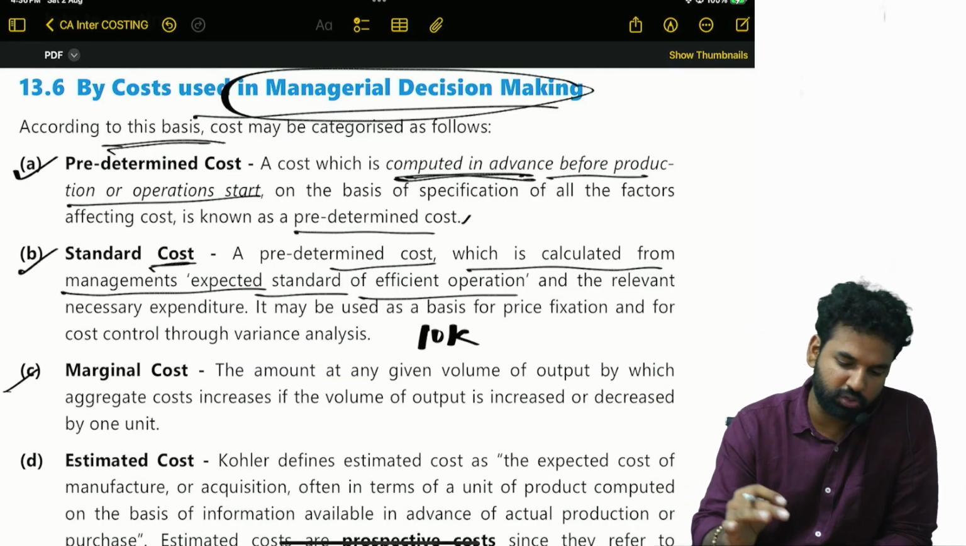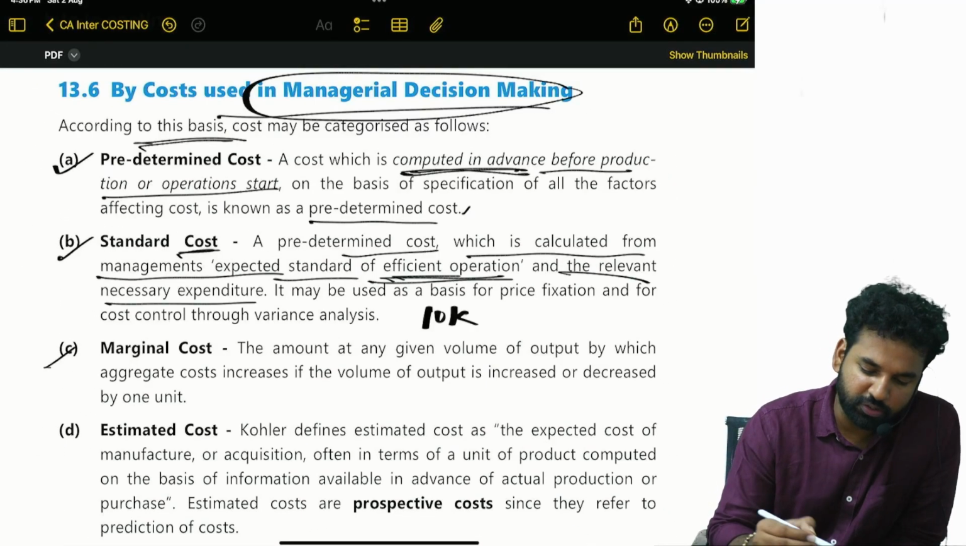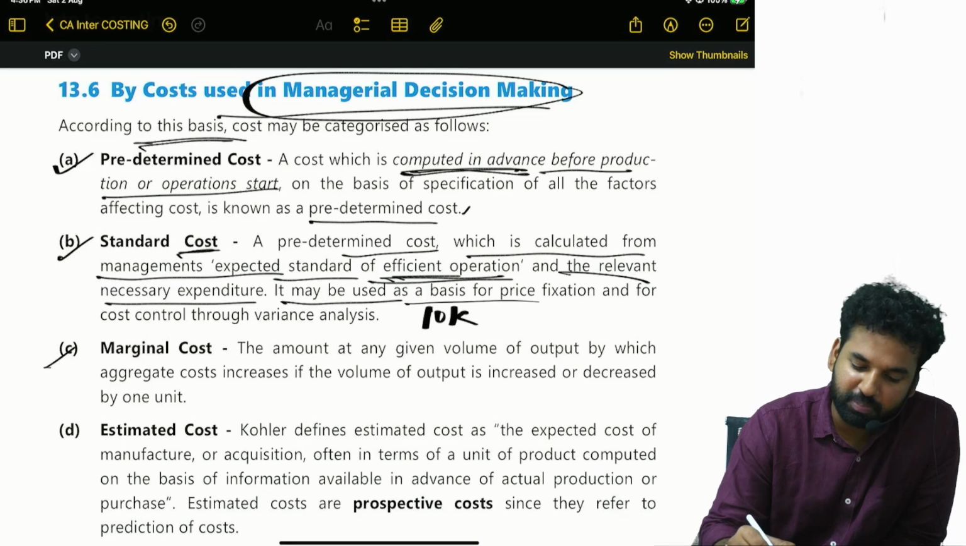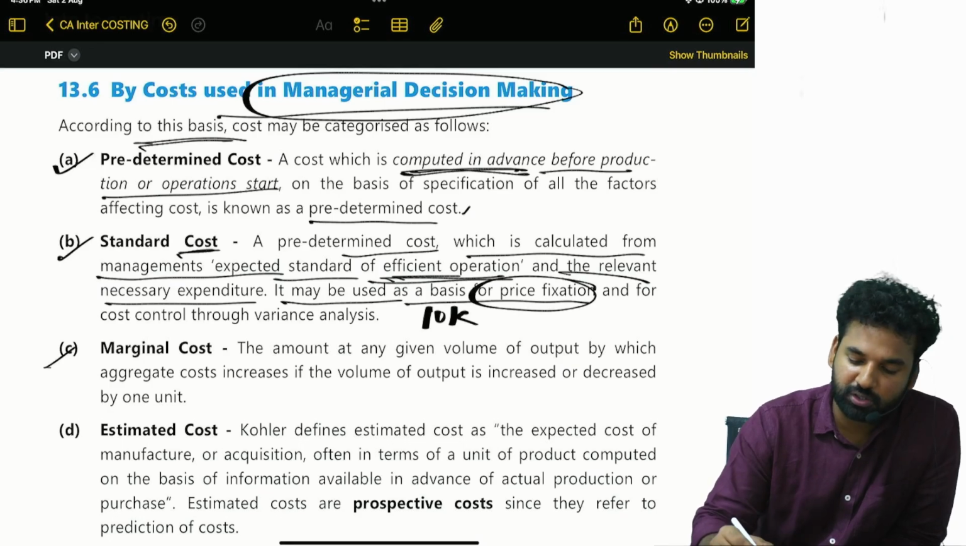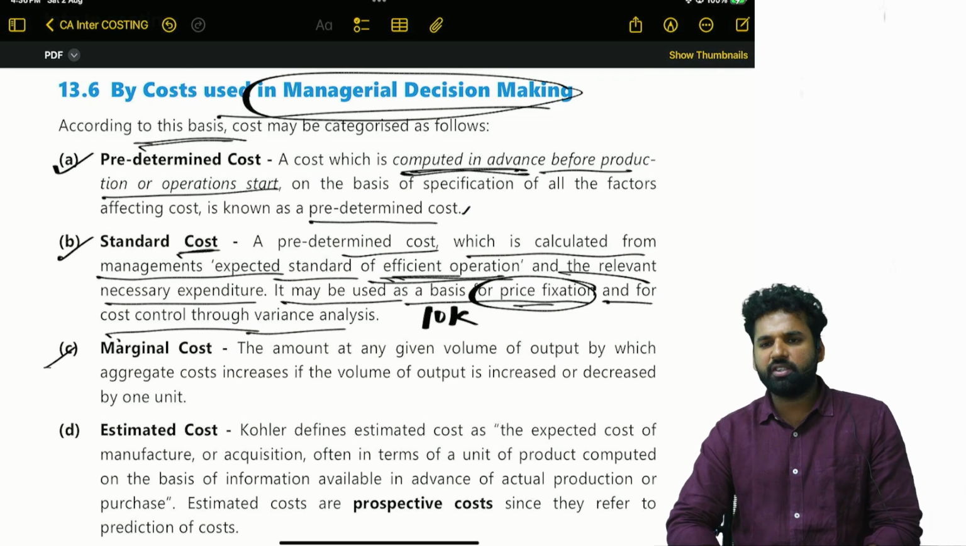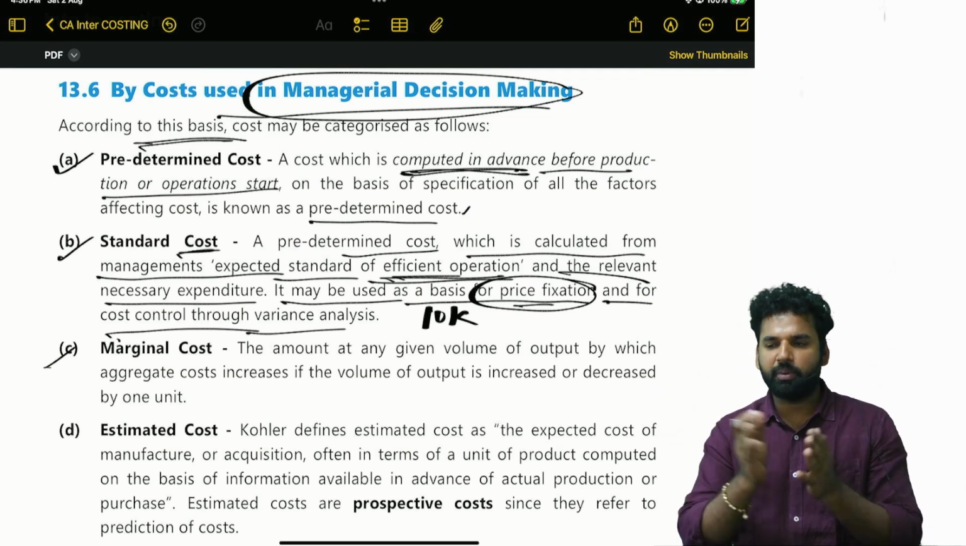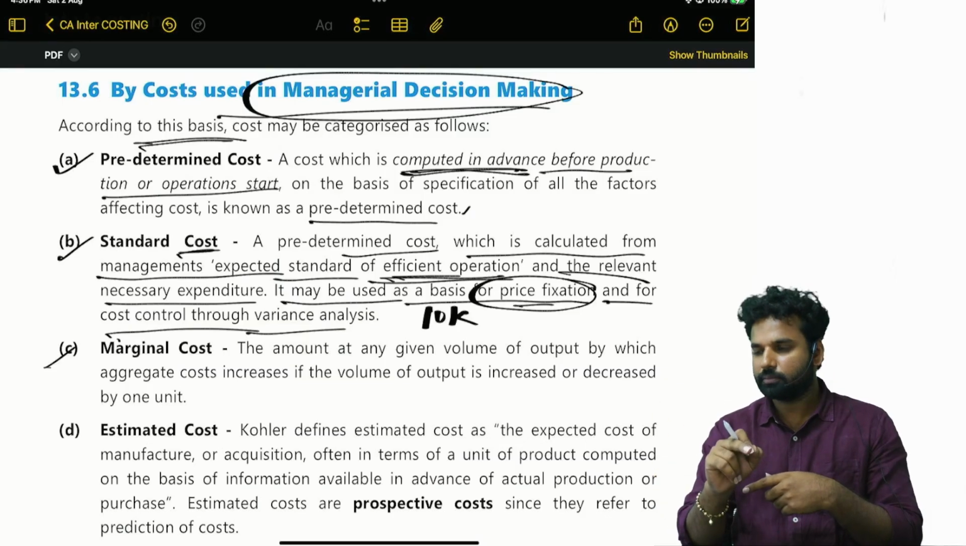So standard cost: standard or efficient operations and the relevant necessary expenditure. It may be used as a basis for price fixation, that means target, and for cost per product through variance analysis. How variance analysis? You put the standard target, there is an actual to compare, variance will be coming. So you analyze the variance. Where is the value?